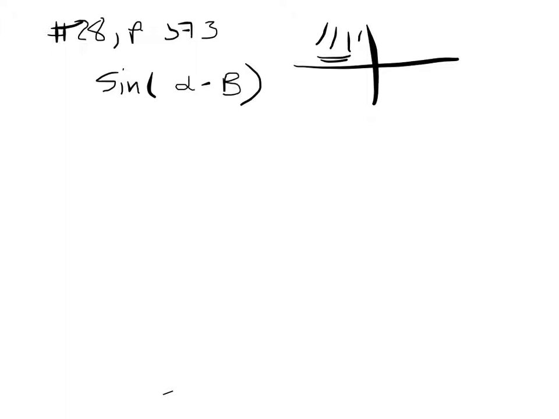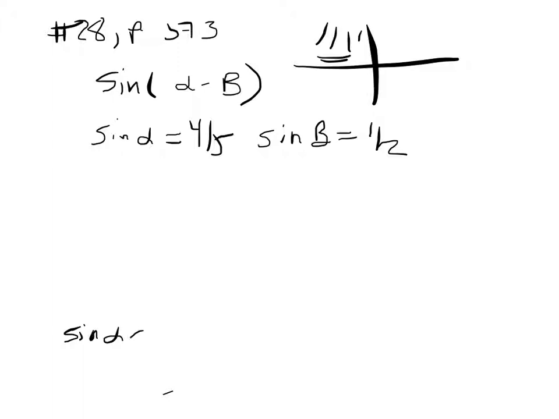And I'm given some information. I'm told that the sine of alpha is 4/5. And I'm told that the sine of beta is 1/2. So the first thing I'm going to think about is, hey, I've got a formula for the sine of alpha minus beta, and I'm going to write that down. That's sine alpha cosine beta minus cosine alpha sine beta.